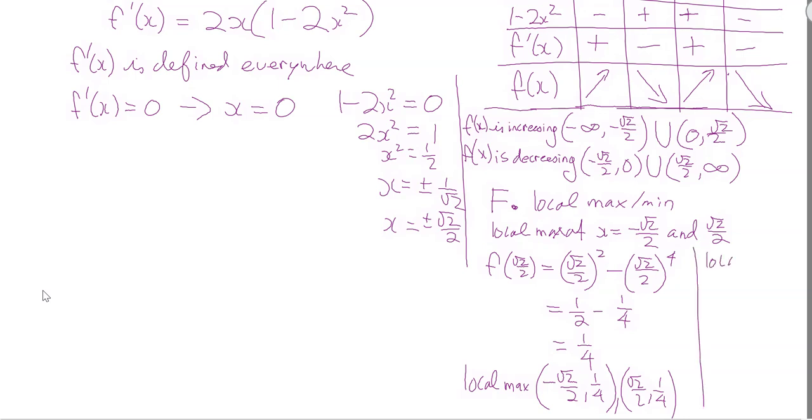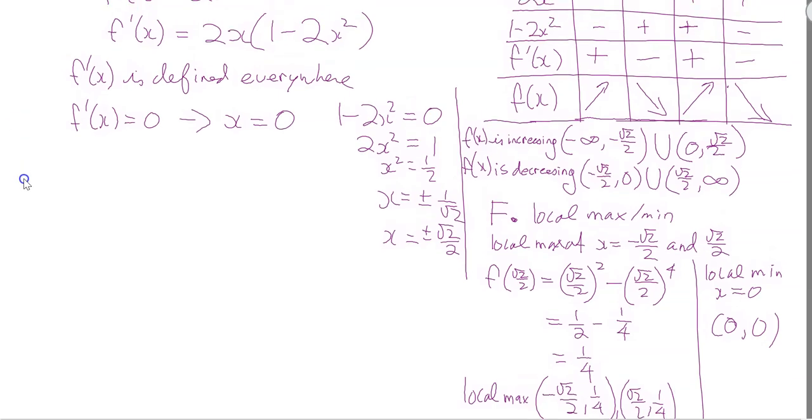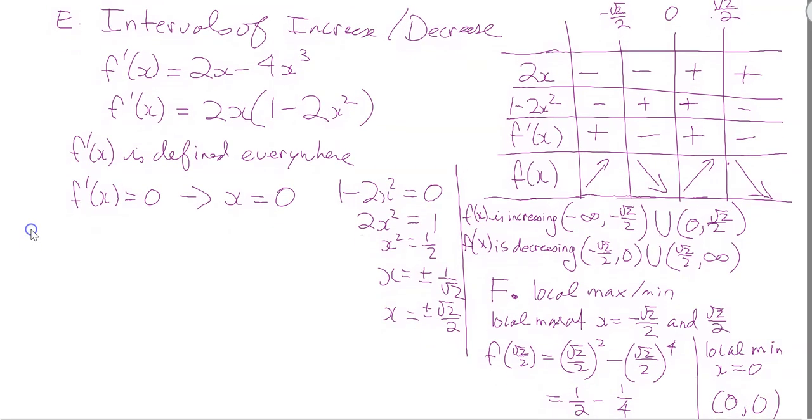Local min, where's the min? X equals 0. Okay, so we already know that point, right? 0, 0. Let's slide this up a smidge. Yeah. So let's go here. We'll go over here for G, which is concavity and point of inflection.